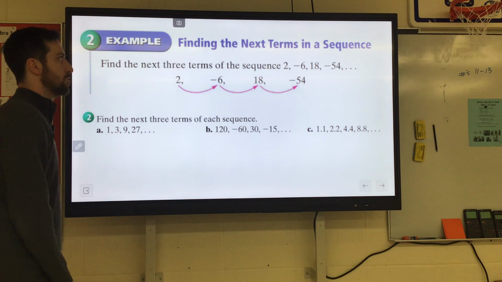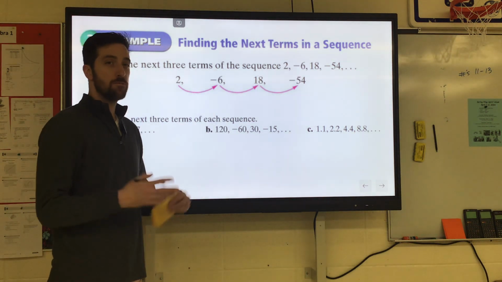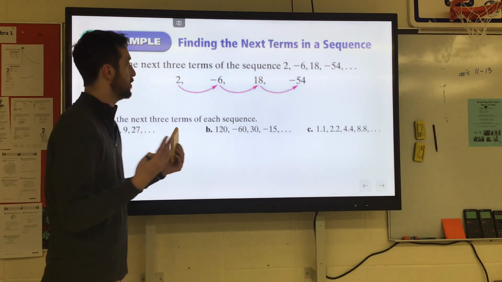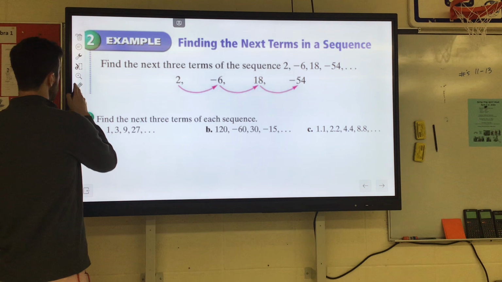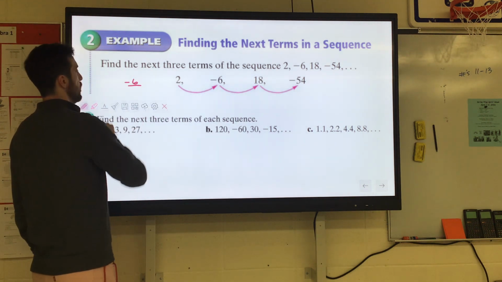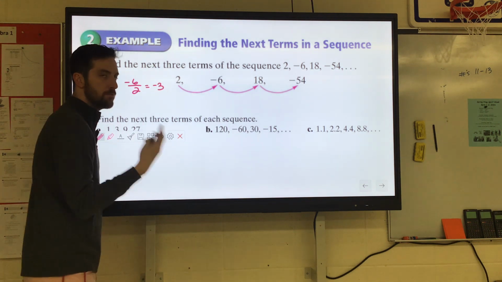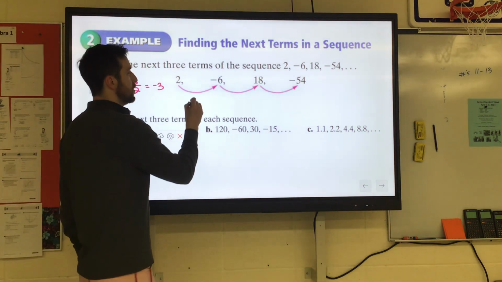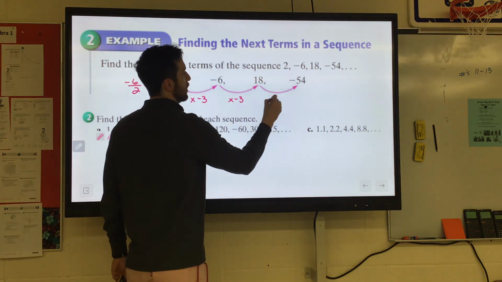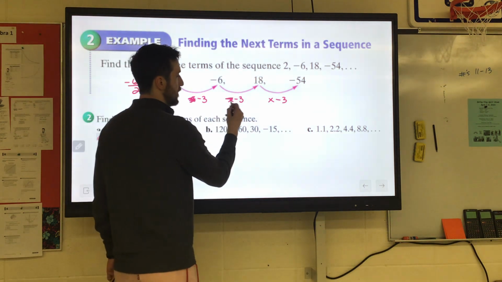Find the next 3 terms of the sequence 2, negative 6, 18, negative 54. So we're going to want to find the pattern. What are we multiplying by? What's that common ratio? And we can do what we just did. Let's say I took negative 6, and I divide it by the term right before it, 2. That gives us negative 3. So our common ratio is negative 3. So each time we're multiplying by negative 3. That looks like x minus 3, but I meant times negative 3.